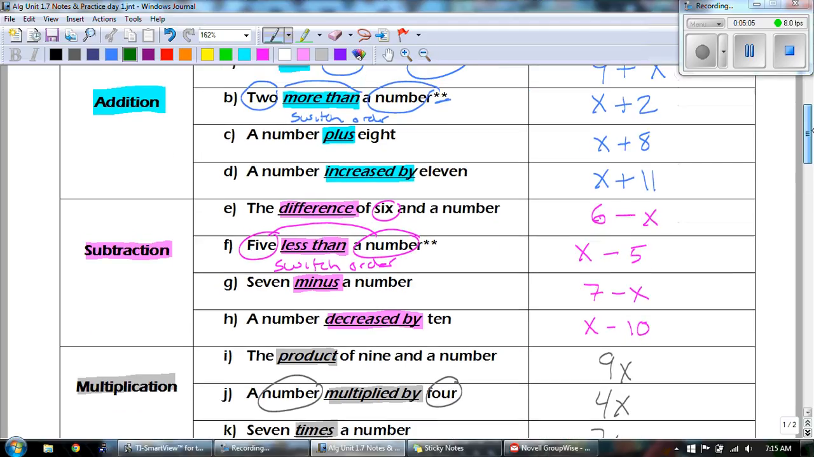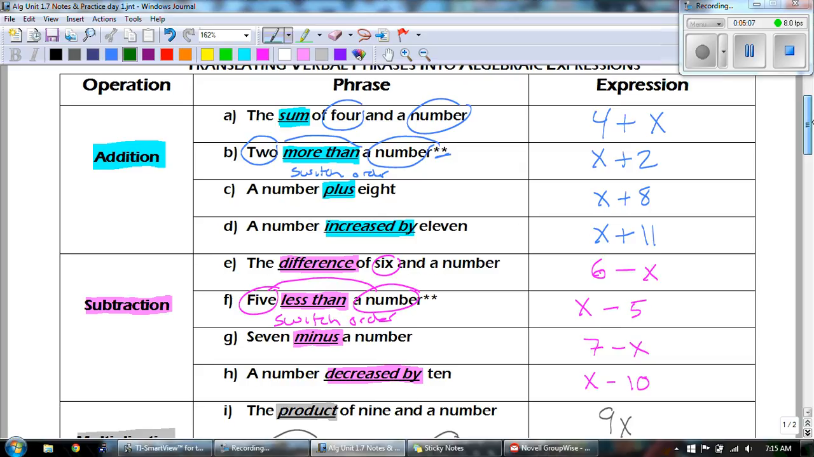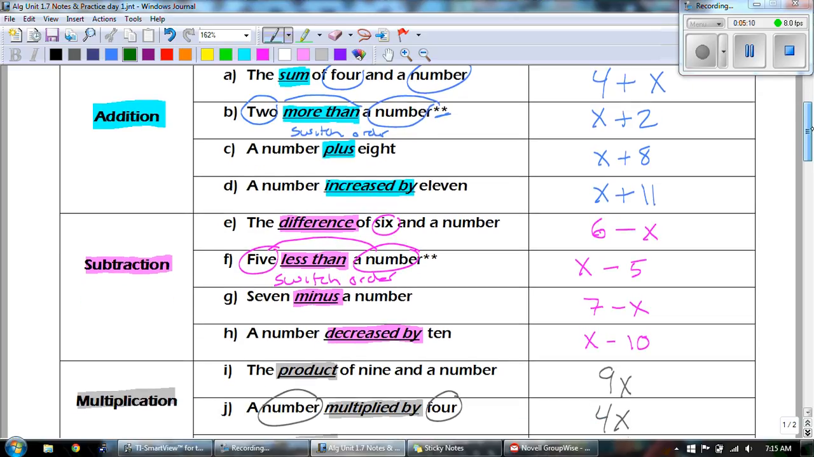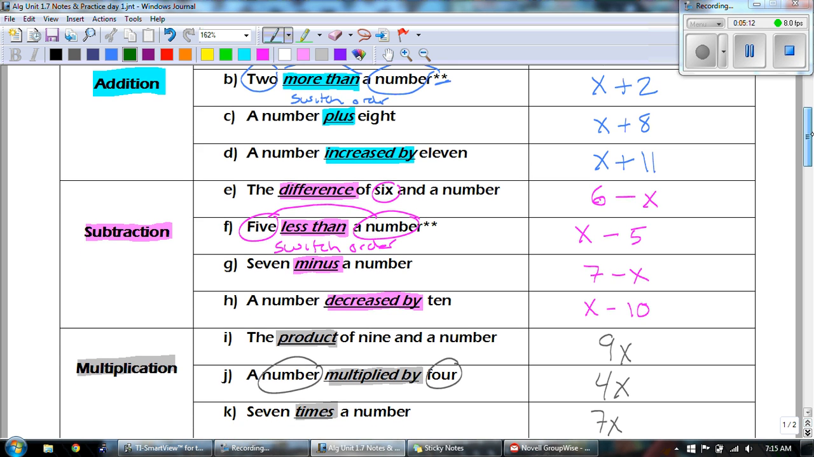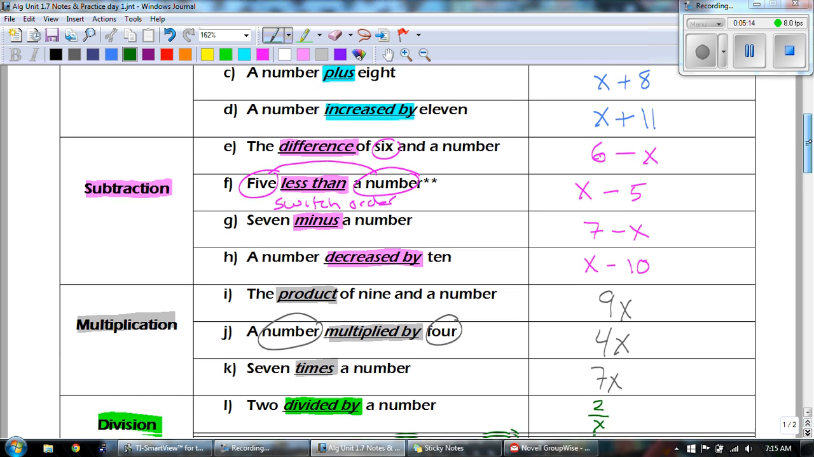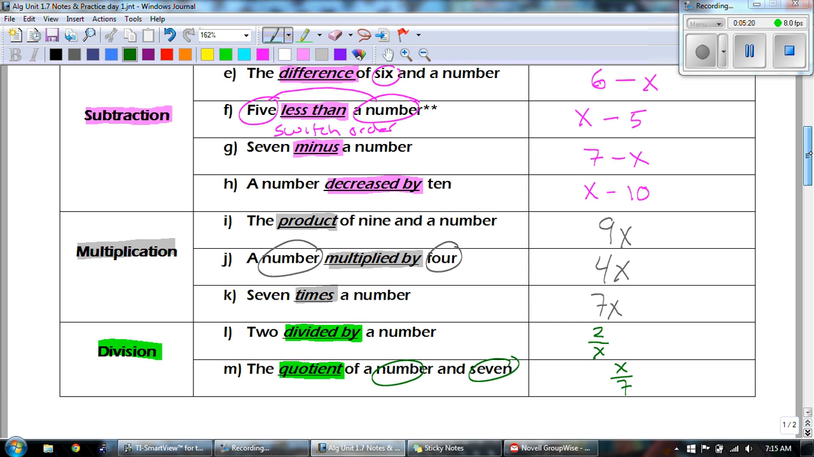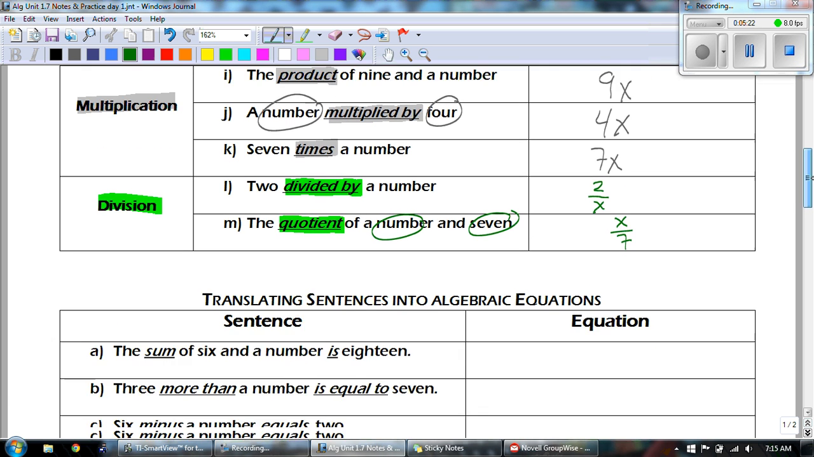So we have to look at those key words, because they all tell us what to do. Addition, we have sum, more than, plus, and increased by. Subtraction, we have difference, less than, minus, and decreased by. Multiplication, we have product, multiplied by, and times. And division, we have divided by and quotient.